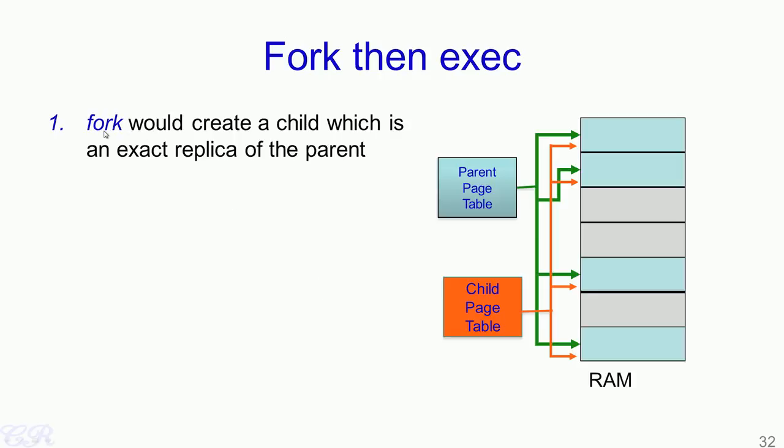So, what happens when we invoke the fork? Fork, as we know, would create a child process which is an exact replica of the parent. What we have seen is the child has its own page tables, but all entries in the page table identically map to the same page frames as the parent. Now, let us see what happens when the exec system call gets invoked.